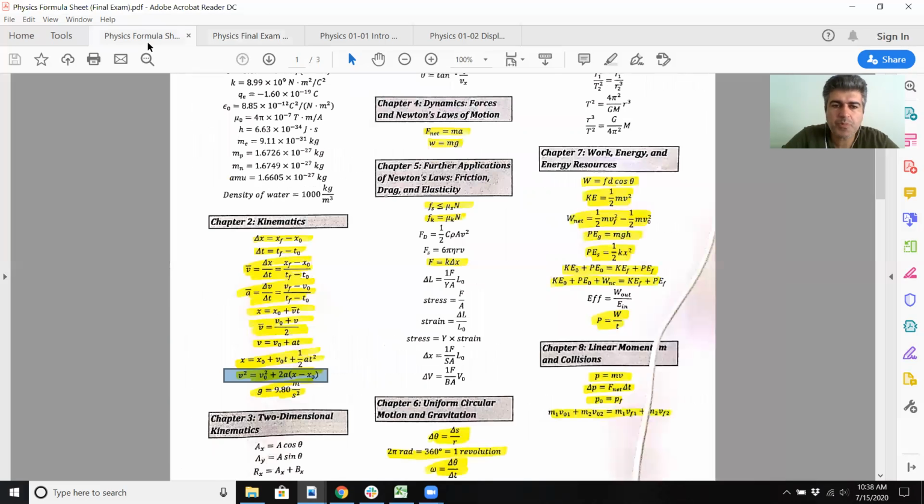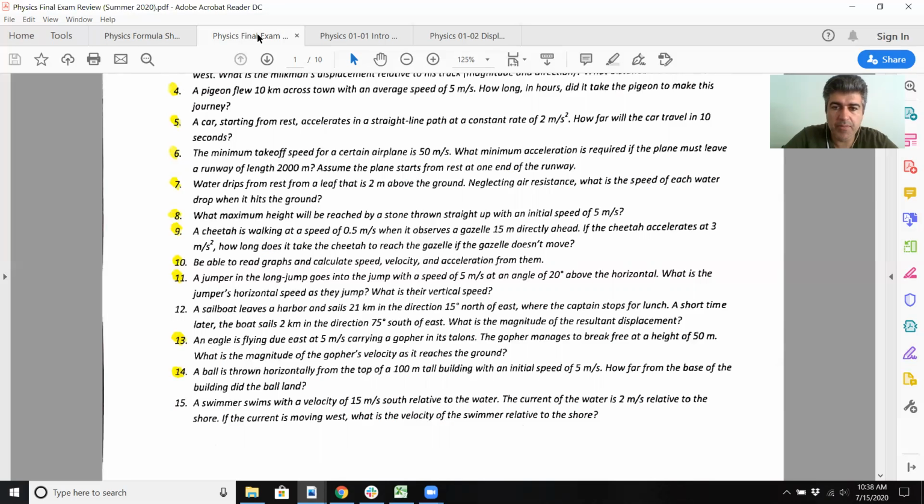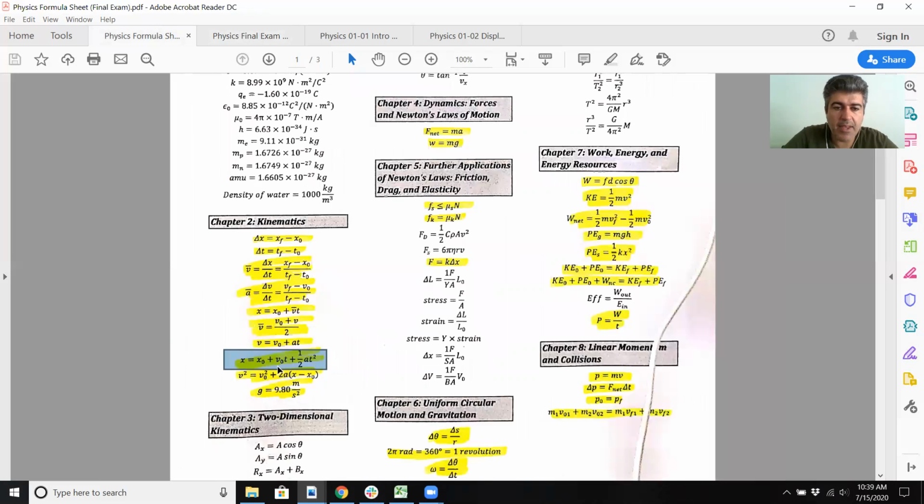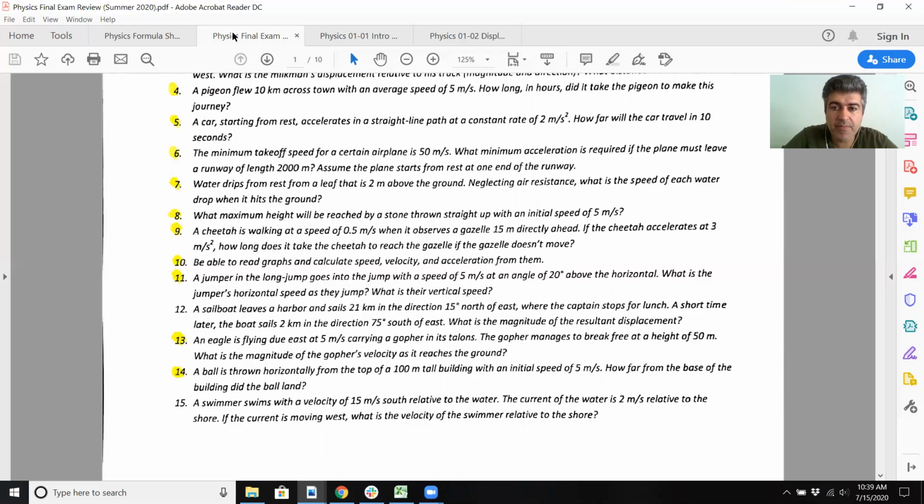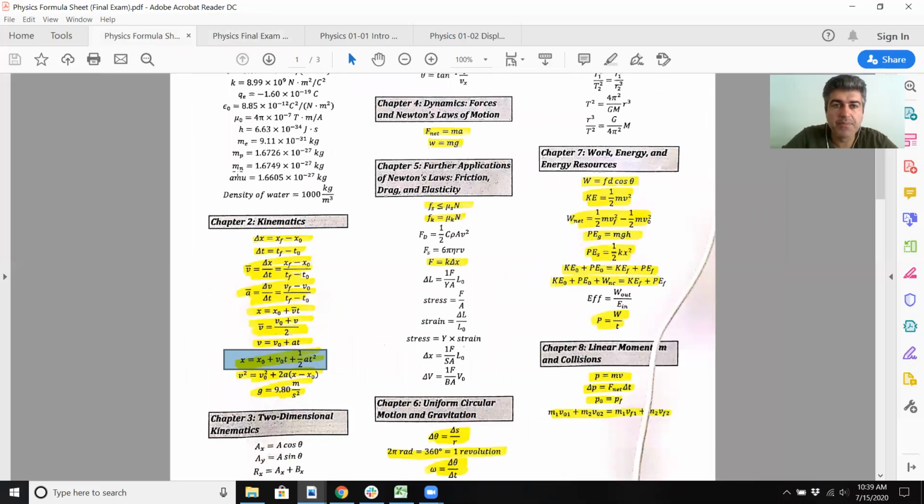So I'll be using this formula now. You can bring the x0 over, because the initial position of the cheetah is 0, but you want to get to a position of 15 so it can eat the gazelle. The initial velocity of the cheetah was 0.5 meters per second. And obviously it accelerates really fast, 3 meters per second squared. And then you're trying to solve for time here.